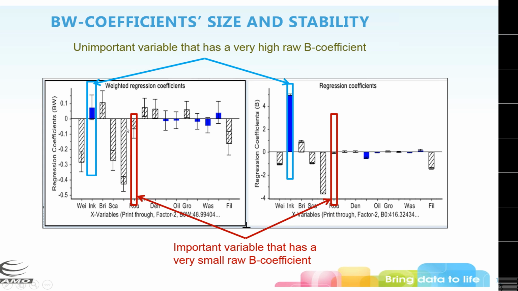Here is an important variable that has a very low B coefficient. So it helps you narrow in and look at what is actually important and what's not, and how you want to move forward. This one here is going to be your most important variable because it's highly important and it has a high regression coefficient.